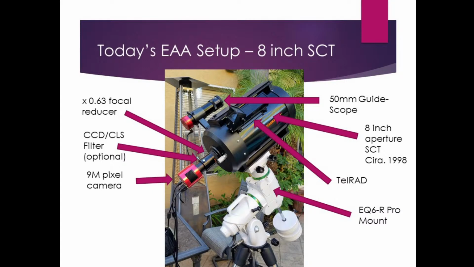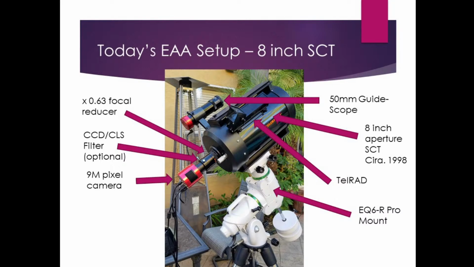In addition to that, in the optical chain, I've got a 0.6 focal reducer, so that brings the scope down from f10 to f6.3. Behind that is a ZWO ASI 533 MC camera, which is a 9 megapixel color camera. There is no filter in the optical chain tonight because I'm planning to do some photometry once the imaging session is set up, and that particular filter would kind of screw things up a little bit.